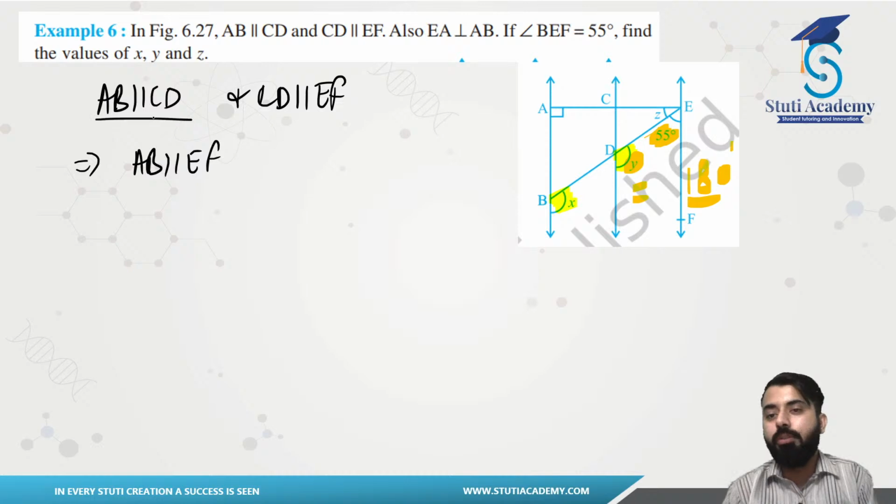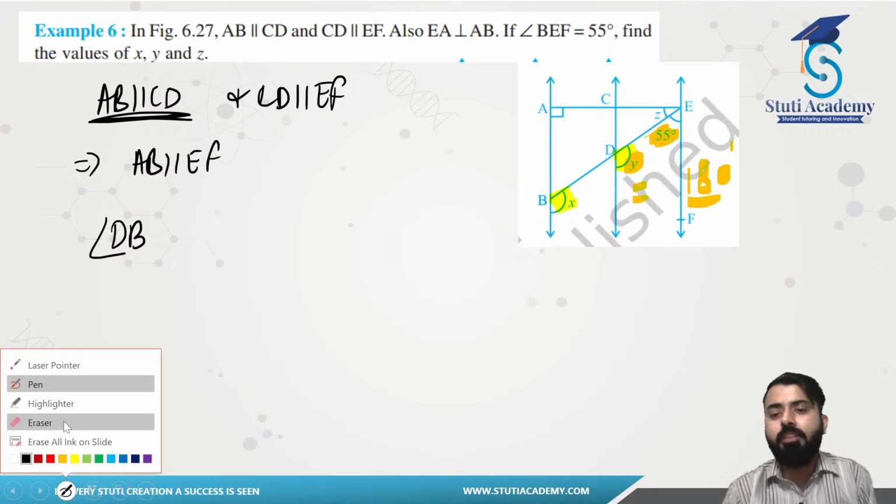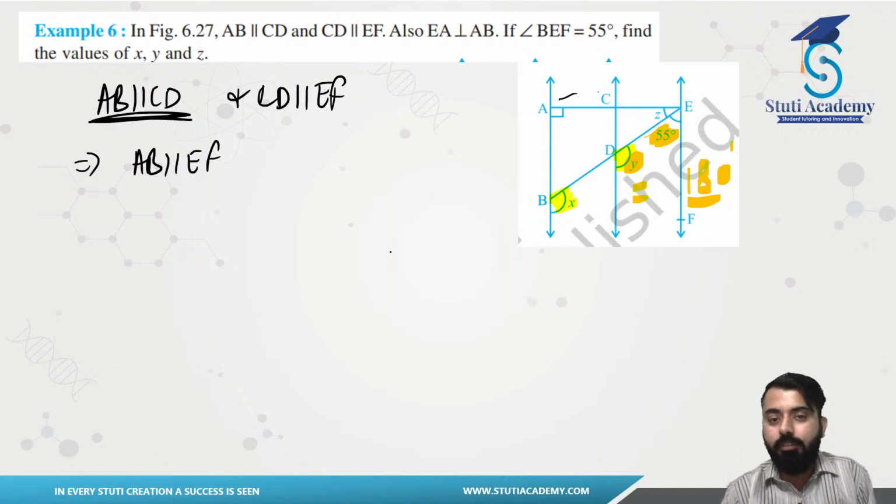Or you can do what? You know AB is parallel to CD. Then you can say what? Angle DB, or you can say, let's name this one as our X. So if I just focus on these two lines, see, AB is like this. This is your CD and this is AB.